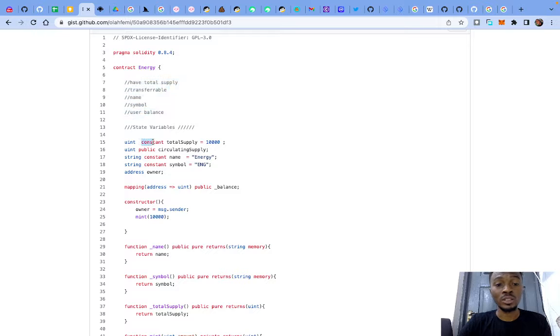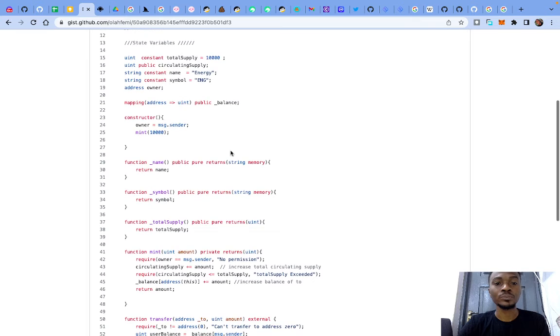We are using the constant keyword because we are sure that these variables are going to be constant throughout our contract. I don't know of any other advantage of using that constant keyword. I guess there could be some gas saving property related to that. Anyway, moving on.